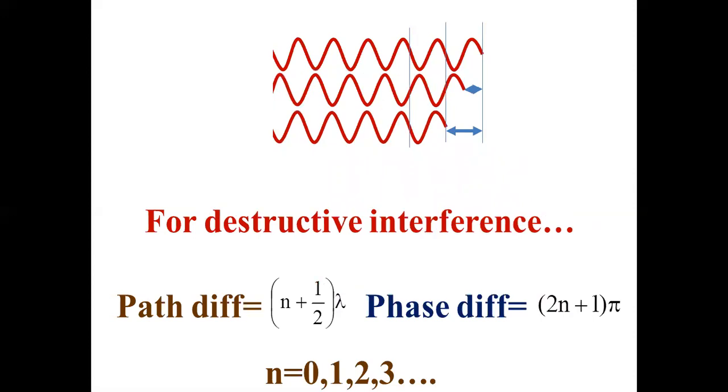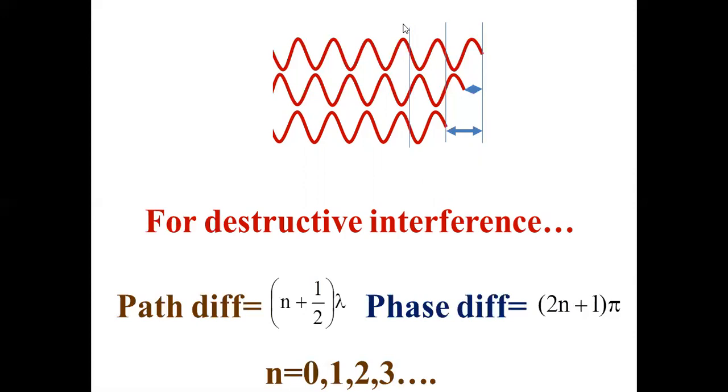For the time being, the gist of this class is phase difference, path difference, and these equations, right? What is the condition for constructive interference? If you want to get a big wave, which is the resultant addition of the amplitudes, how should they superpose? And if the waves have to cancel, how should they superpose? Those conditions you must know. In the next class, we will see the actual application of this.